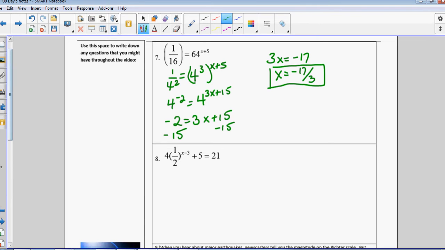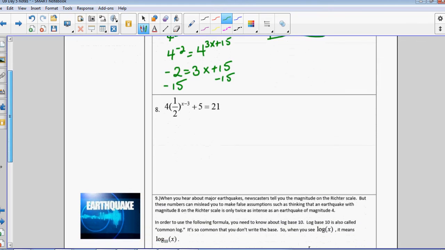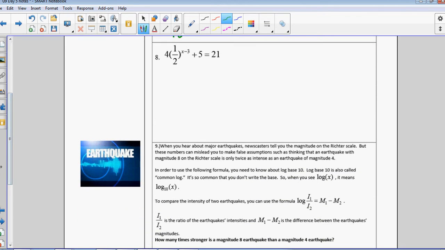For problem 8, you're going to have to isolate your exponential first. So let's get rid of the 5. We have 4 times 1/2 to the x minus 3 is equal to 16. And then we're going to divide by 4. And we get 1/2 to the x minus 3 is equal to 4. So we can write both sides as a power of 2.